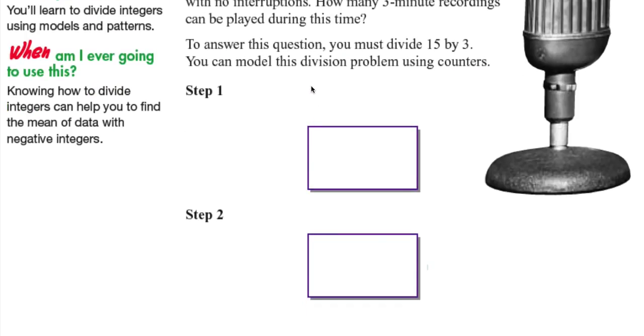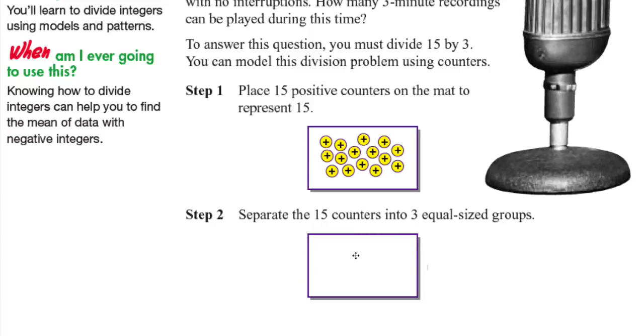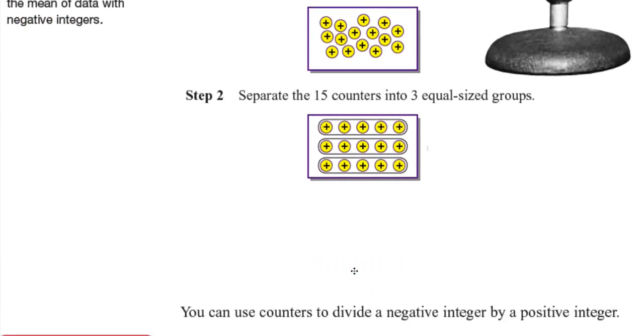You can model this division problem using counters, and you know this from when you did division, I think in third grade and fourth grade. Okay, so place 15 counters on the mat to represent 15. And step number 2, separate the 15 counters into 3 equal size groups, which is exactly what you did in third and fourth grade.